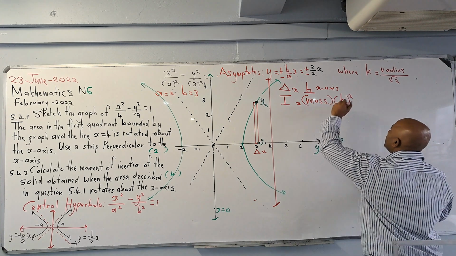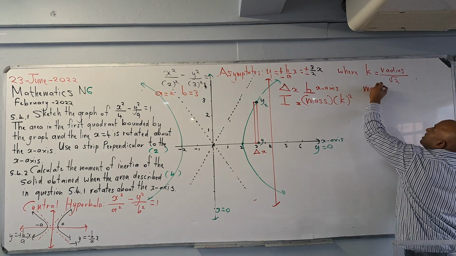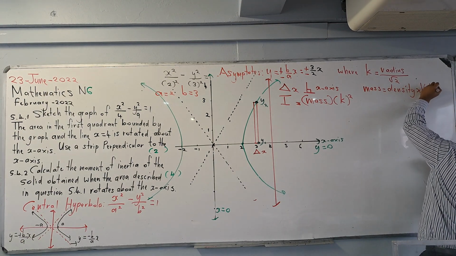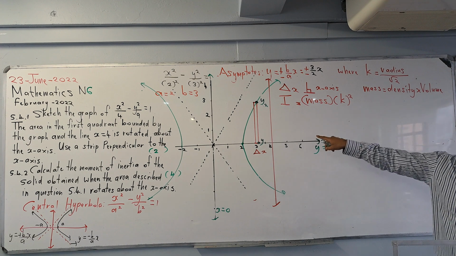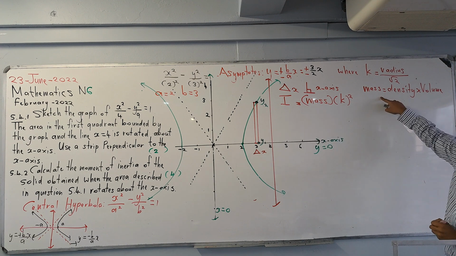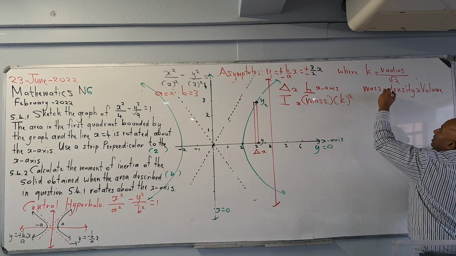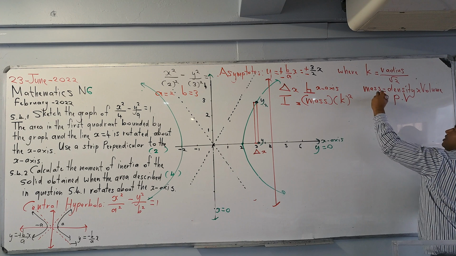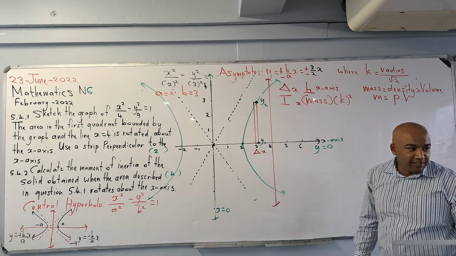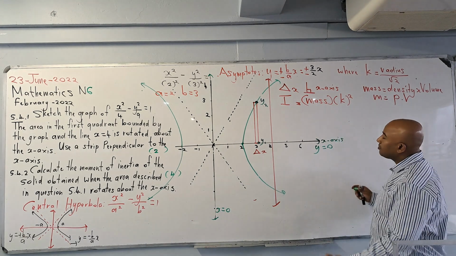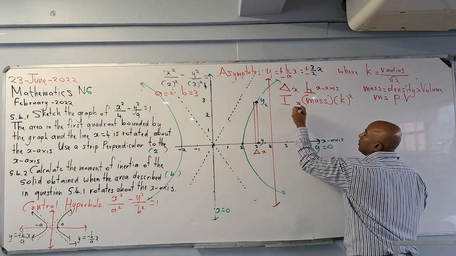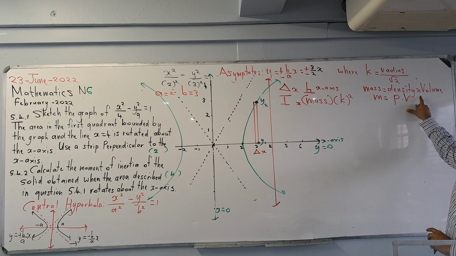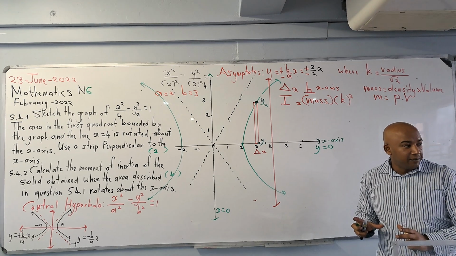Now what is mass? Mass is equal to density times volume. Now you see how volume comes about here. Okay, so mass is equal to density times volume. The symbol for density is P, volume is V. So M is equal to P times V. Right. Now we have volume. So we will be working out the volume.